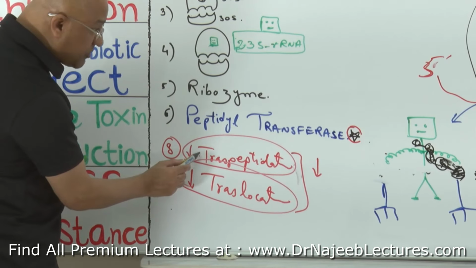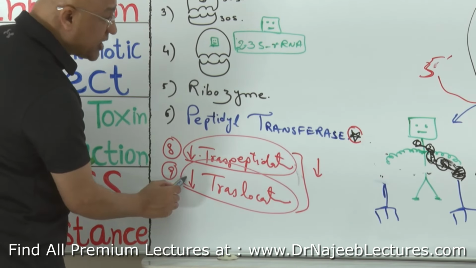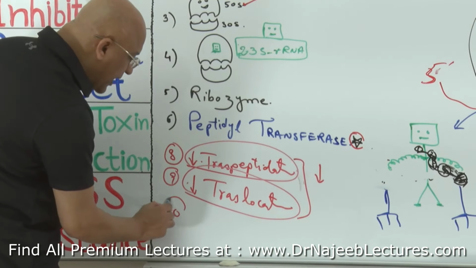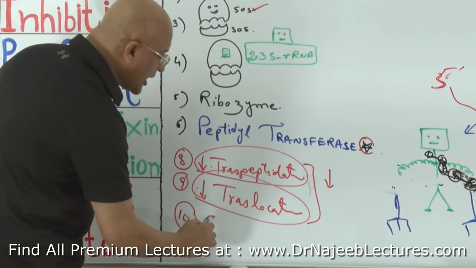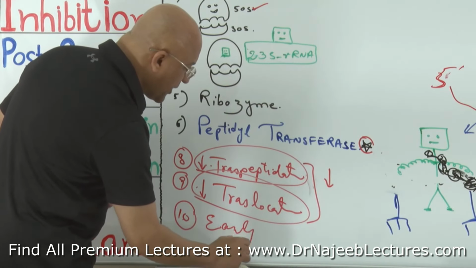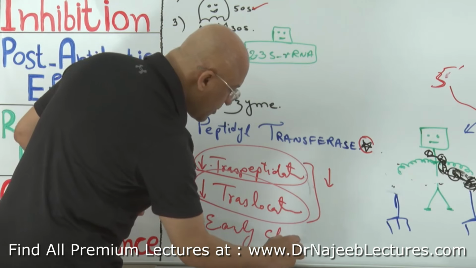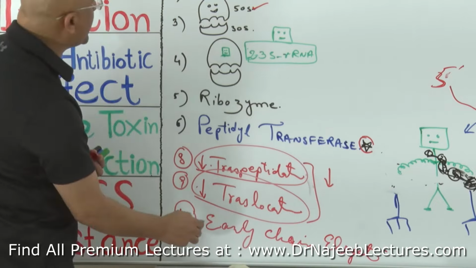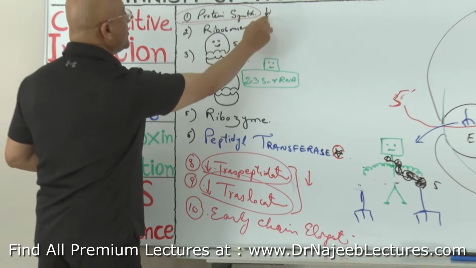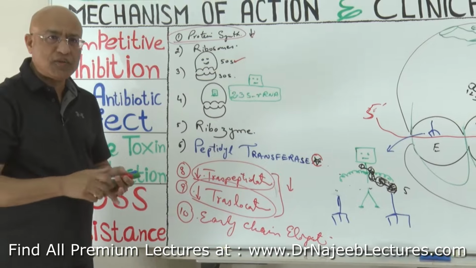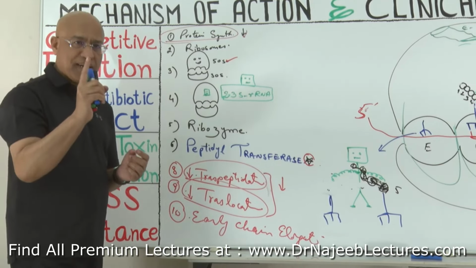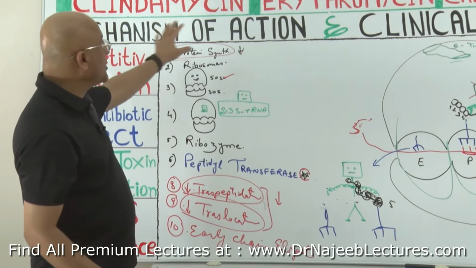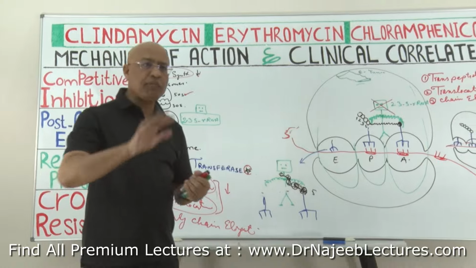If transpeptidation is reduced, automatically translocation will not be done. If translocation fails, that will lead to point number 10: early chain elongation fails. And if early chain elongation fails, then protein synthesis will be inhibited. So 10 points are common in their action. All these three groups of drugs, clindamycin, macrolides and chloramphenicol, have 10 points in common.